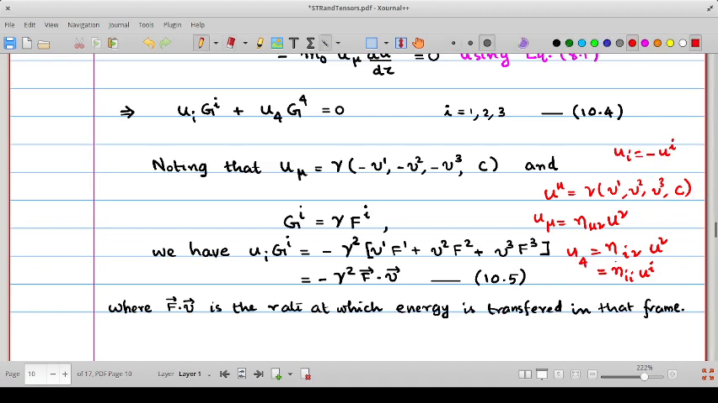And u4 is equal to eta 4 nu u nu. But this is equal to eta 4 4 u 4. Eta 4 4 is 1 and u 4 is equal to gamma c, and therefore this is equal to gamma c. And ui is equal to minus ui equal to minus gamma v. So we have u mu, as gamma is common to all those components, it can be taken outside: gamma times minus v1, minus v2, minus v3, c.